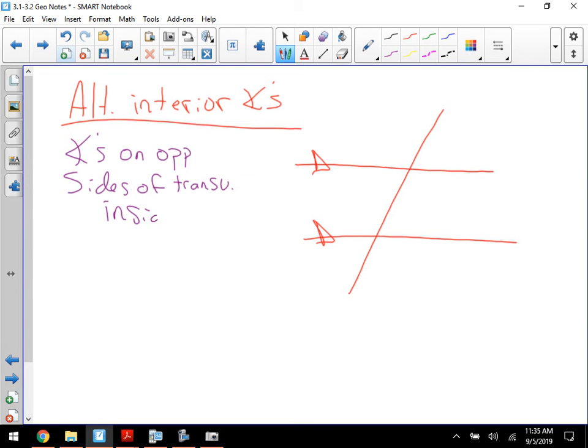Inside the lines. Opposite side and inside. There are opposite sides on the inside. If I look at my picture, 4 and 6, 3 and 5. Opposite side, inside. Alternate interior. Okay? Those guys are also congruent. Opposite side, inside. We use alternate interior all the time with these types of pictures and diagrams.